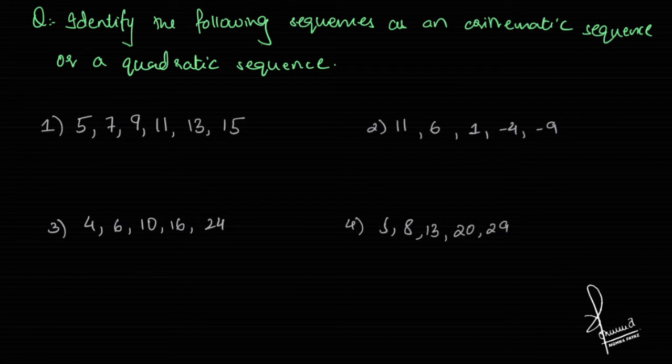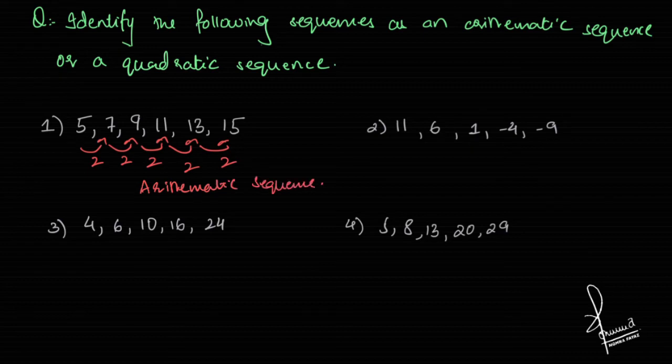Pehla is 5, 7, 9, 11, 13, 15. Let's try to calculate the first difference. 7 minus 5 is 2. 9 minus 7 is 2. 11 minus 9 is 2. 13 minus 11 is 2. 15 minus 13 is 2. So this is an arithmetic sequence. कैसे पता? क्योंकि you are constantly adding the same number which is 2 to the previous term to get the next term. So this is going to be an arithmetic sequence. अगले पे आ जाए.